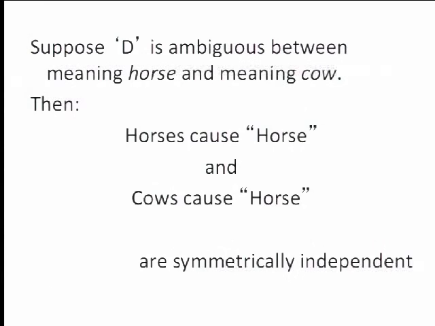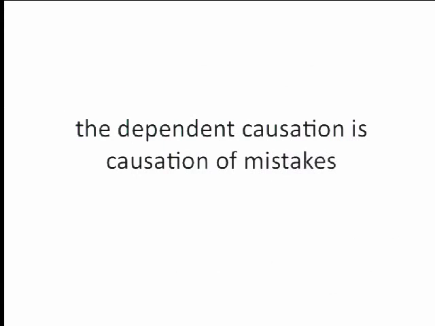So if you've got dependence, then that tells you that there's only one sense of the word here. It's not ambiguous. And if it's asymmetric, that tells you that one of these connections is the one that's fixing reference, and the other one isn't. Yeah, if that's all plain as day, then you've really got it. Okay. So asymmetrically dependent causation is causation of mistakes.